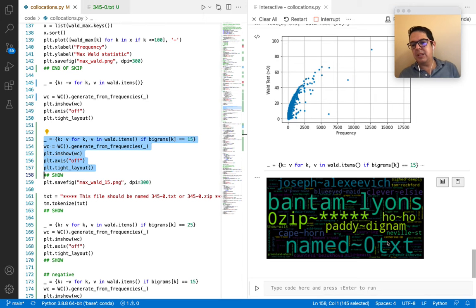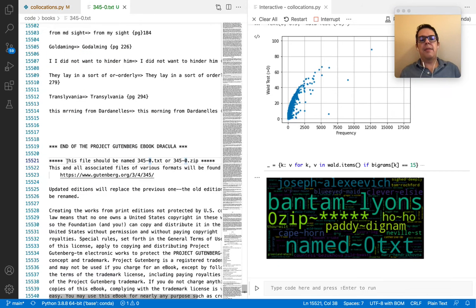You can see this expression that it's weird, this one that it's weird. So let me try to show you what is happening there. I have this file that is one of the books, and you can see here this line. You can see this kind of pattern, a name, and then 0.txt or 0.zip and asterisk.